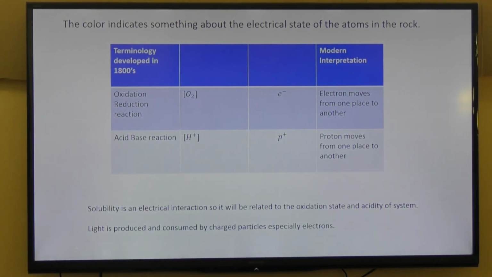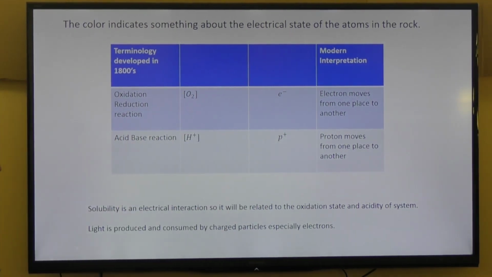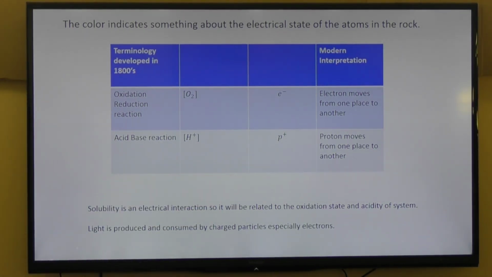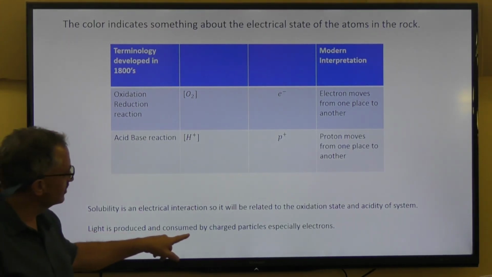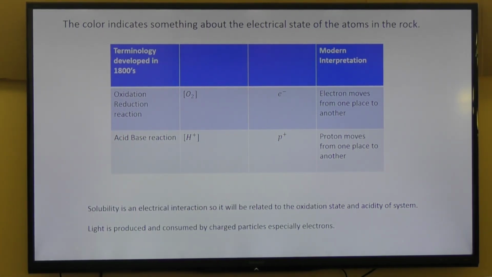And I put it this way to emphasize this is an electricity thing. It's an electrical phenomenon. Electricity, when you look at it at a small enough scale, is discrete, or quantum, if you want. It comes in little pieces. Light is produced and consumed by charged particles, especially this one. So as you have electrons moving around, it can change how light interacts with it. This you probably didn't get told about in elementary school. I didn't learn this till I went to college, and it took me a while to digest this.